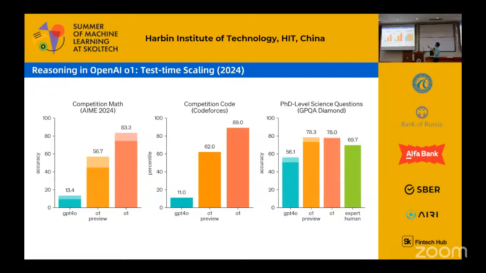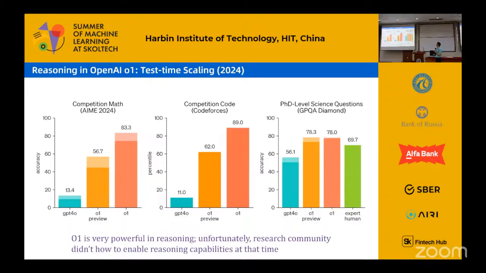What task is here? The math, code, and also the science questions, usually the physics, chemistry, and the biology. Usually you need domain knowledge or you need to reason to get a good answer. So O1 is very powerful in reasoning. But unfortunately, at that time, OpenAI did not really release the model, and they did not even disclose the technical details. So usually we don't know how to reproduce or how to really enable reasoning capabilities in the research community.